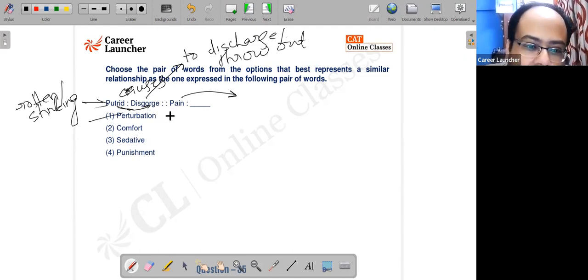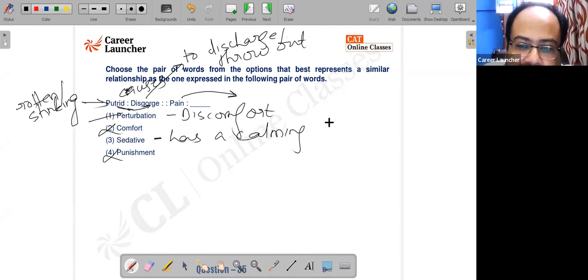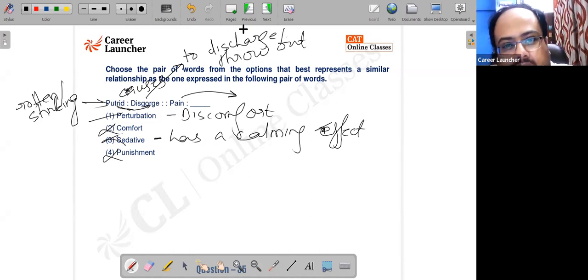Option 1, correct, Sambhav. It is perturbation. Perturbation means discomfort. So pain leads to discomfort. Pain cannot lead to comfort. Pain does not lead to punishment; maybe punishment leads to pain, but not the other way around. And pain has nothing to do with sedative. Sedative is generally a medicine that has a calming effect, and pain does not have a calming effect. So the answer is option 1.